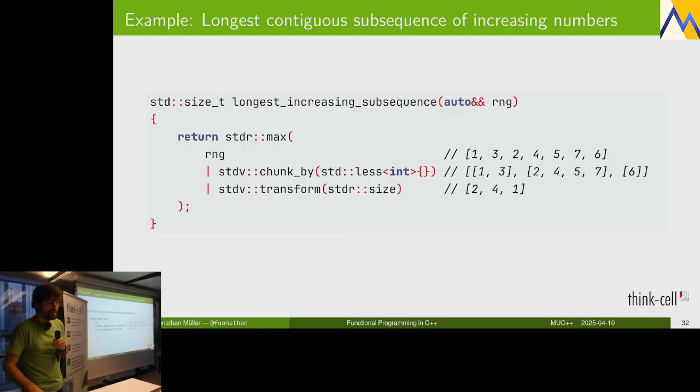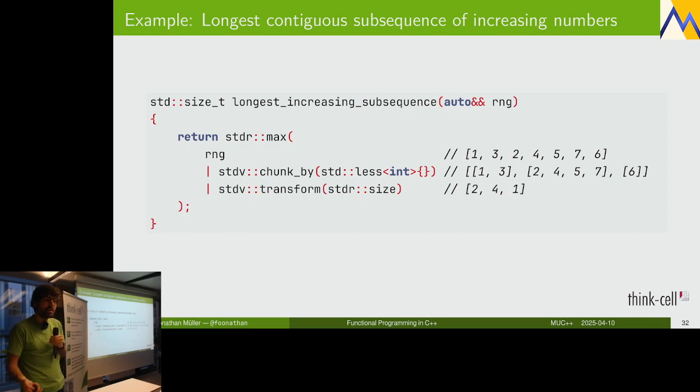Now we don't want the actual chunks, we just want the length of them, so we pipe that into transform. So now we're transforming chunks at a time, and we transform it using the size function. The result of transform is a range that consists only of the sizes of the individual chunks. Then we've got the numbers we need, and now we just need the maximum, so we use the max function again. And this will give you the length of the longest increasing subsequence.